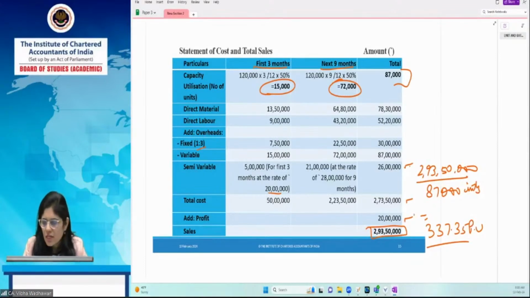223 is wrong answer. Just cross check your figures. Okay, 223 is only for 9 months. All right. Yes.